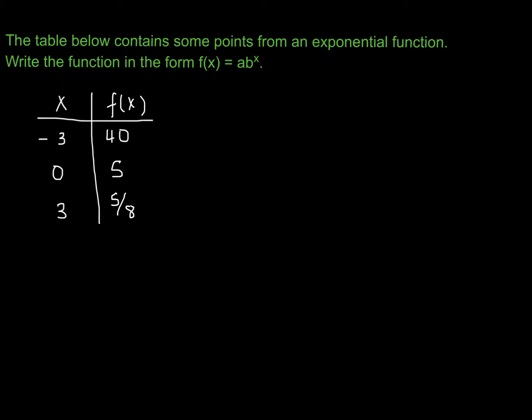Alright, so here is a slightly different question, but it really is asking us the same thing. We want to use the table below, which contains some of the points from an exponential function, and write the function in the form f of x equals a times b to the x. So I want you to pause the video right now and see if you can utilize some of the strategies that we just worked on to come up with the function, and then go ahead and press play and see how it looks.